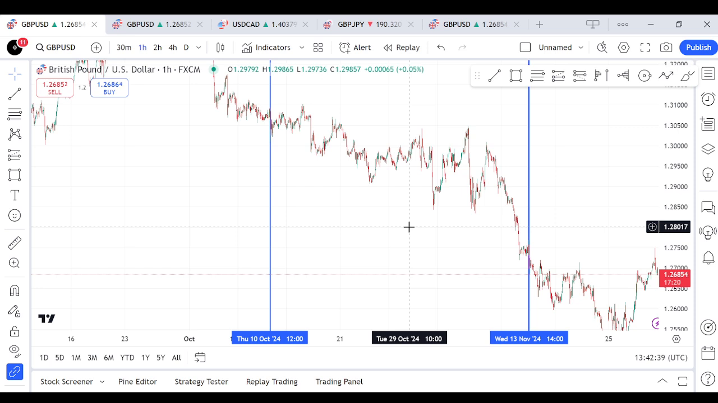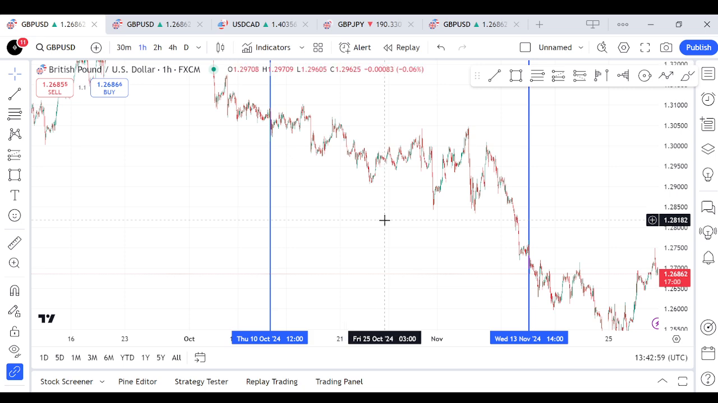So when preparing for a CPI release, consider how it fits into the broader economic landscape and look at other indicators such as employment rates and GDP growth to get a clearer picture of economic health. This context will help you anticipate how the market might react to upcoming CPI data.